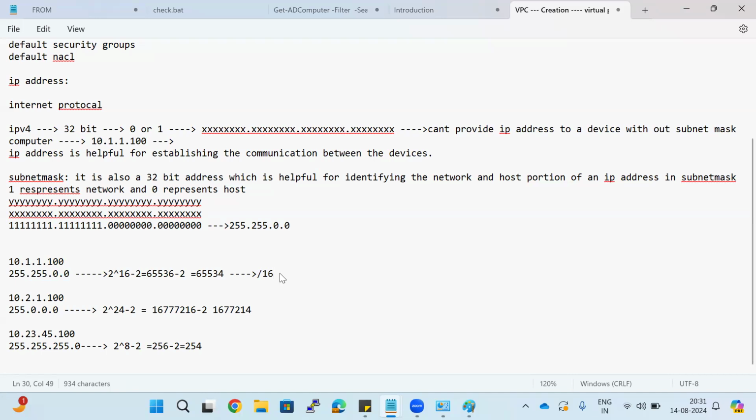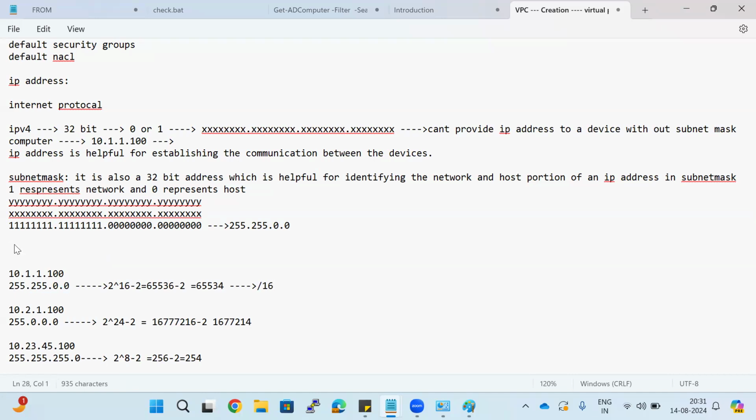In the examinations, they won't give the IP addresses like 10.1.1.100 with 255.255.0.0. They are not going to provide it like this. They are going to say 10.1.1.100/16. This is the device that I have, and it has to connect to one more device, that is 10.2.1.100/16. Just an example.